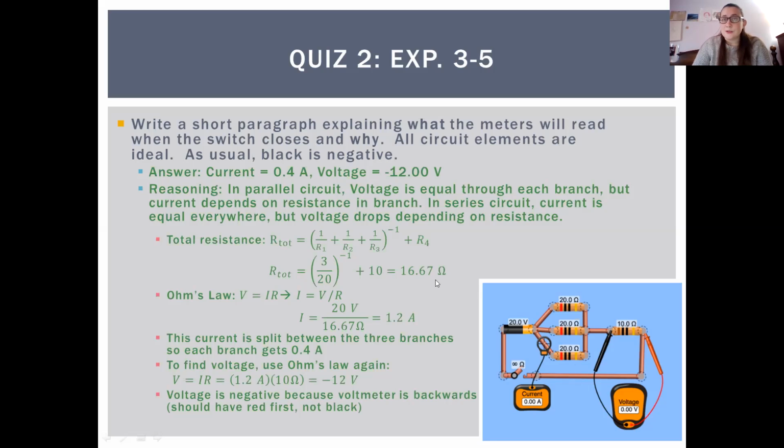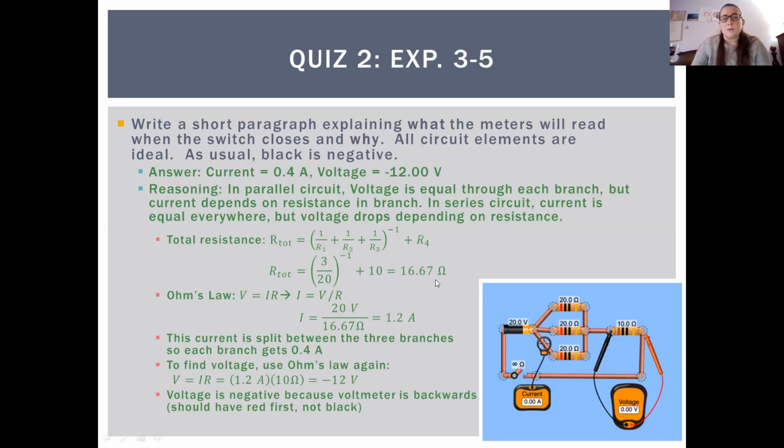Of course, that's not the answer he's looking for. He's looking for the current and the voltage, not the resistance. But we need that resistance to find the current and the voltage using Ohm's law. So Ohm's law states V equals IR, voltage equals current times resistance. And so current equals voltage divided by resistance. In this case, we're looking for the total current for now.